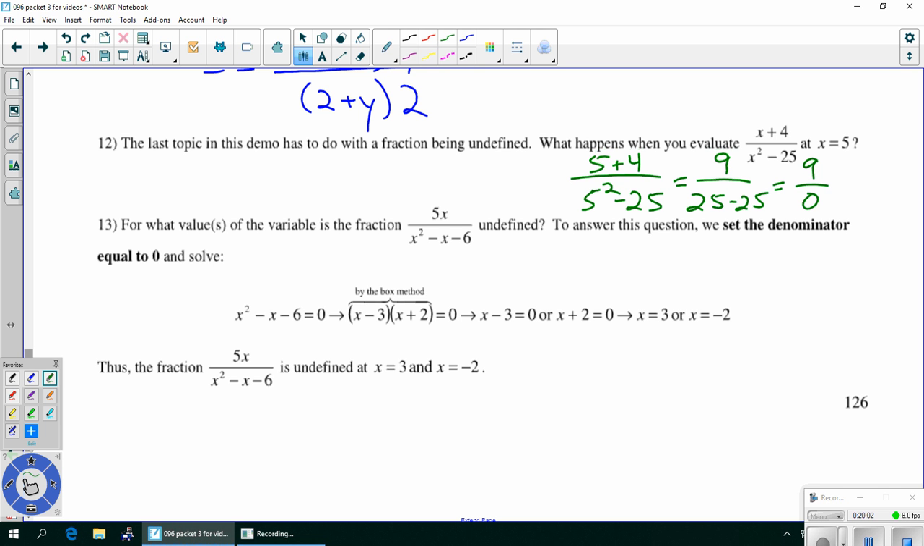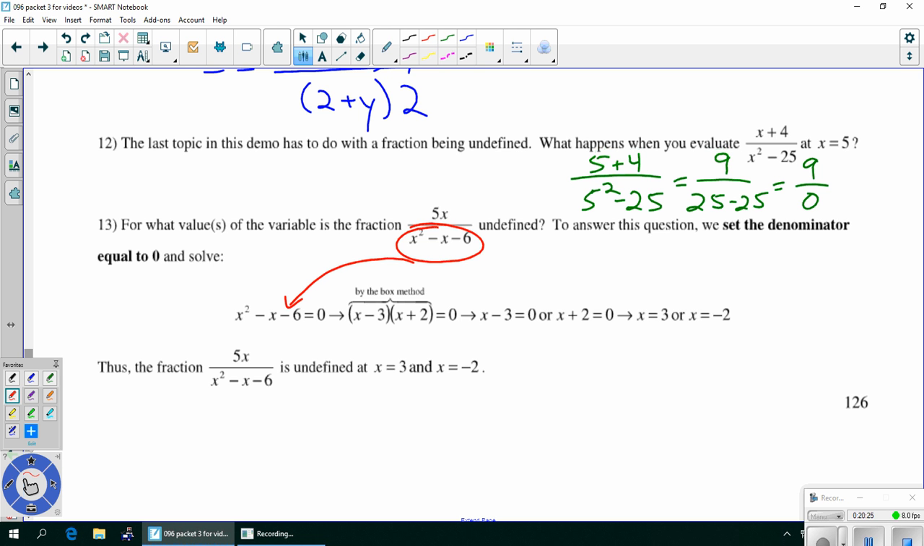That is undefined. It's not 0. It's not 1. It's undefined. So how do you make a fraction undefined? Well, you make the bottom equal to 0. So let's take a look at 13. For what values of the variable is the fraction 5x over x squared minus x minus 6 undefined? So take the denominator and make it equal 0, because that's going to force this fraction to be undefined.